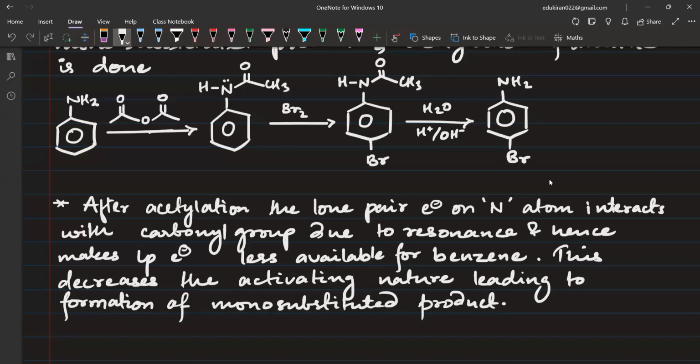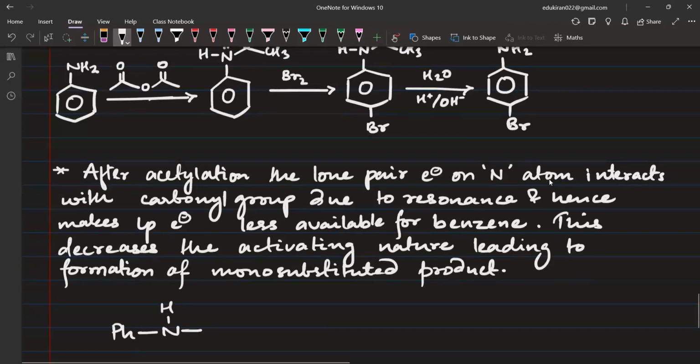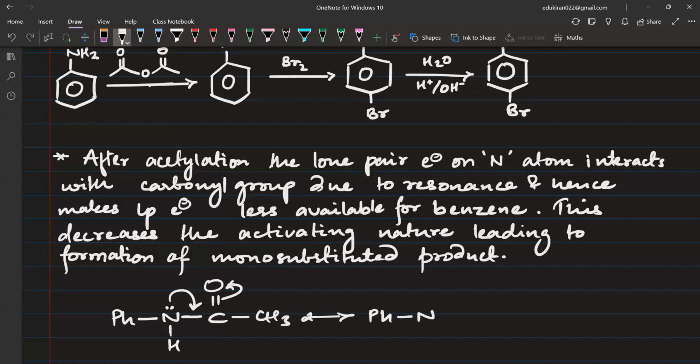product. ठीक है? होता क्या है देखिए, this is the benzene ring, the nitrogen is attached here, एक हाइड्रोजन इसके पास है, and this nitrogen atom, let me just make it a bit clear. Nitrogen atom, the hydrogen is here, C double bond O, CH3, this lone pair electron. Now this lone pair electron, it was going to benzene ring, and that is why it is showing resonance and increasing the electron density there. But now it can also show resonance with this carbonyl carbon, and as it shows resonance with the carbonyl carbon, it is less available for the benzene ring.